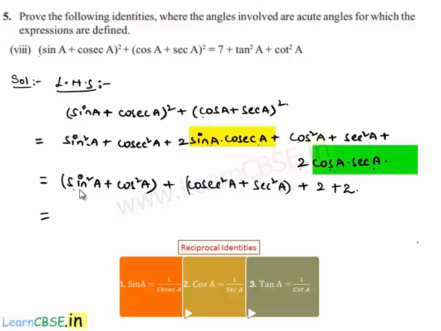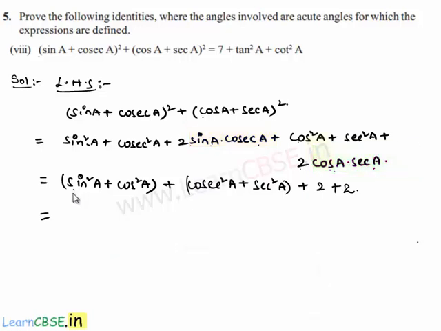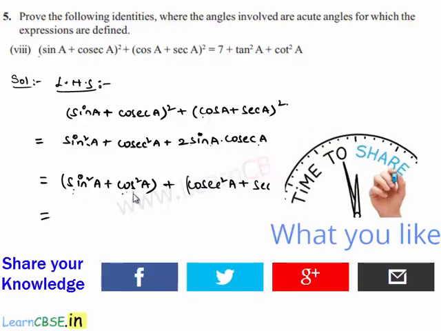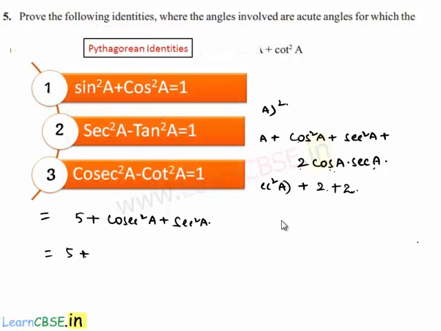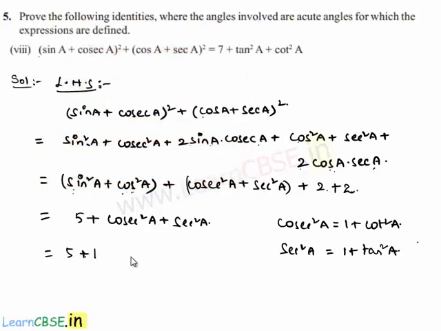So finally here, as we know from the identity 1 that sin²A + cos²A is equal to 1, by replacing it we get 1 + 2 + 2, that is 5, plus cosec²A + sec²A, which is equal to 5 plus, from the two identities, cosec²A is equal to 1 + cot²A and sec²A is equal to 1 + tan²A.